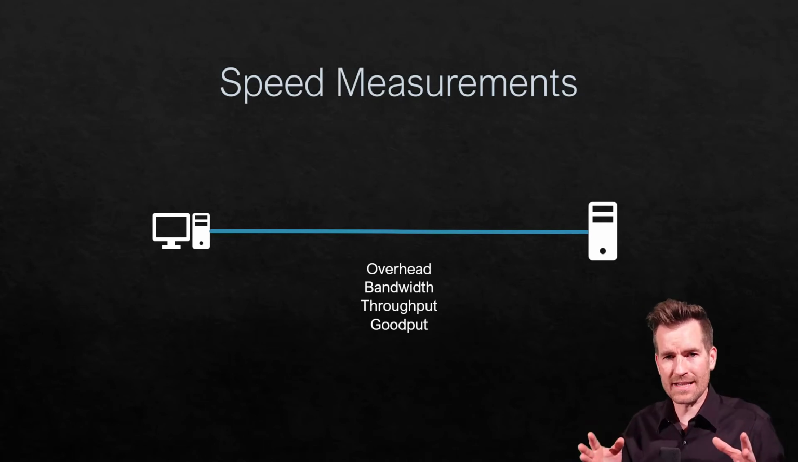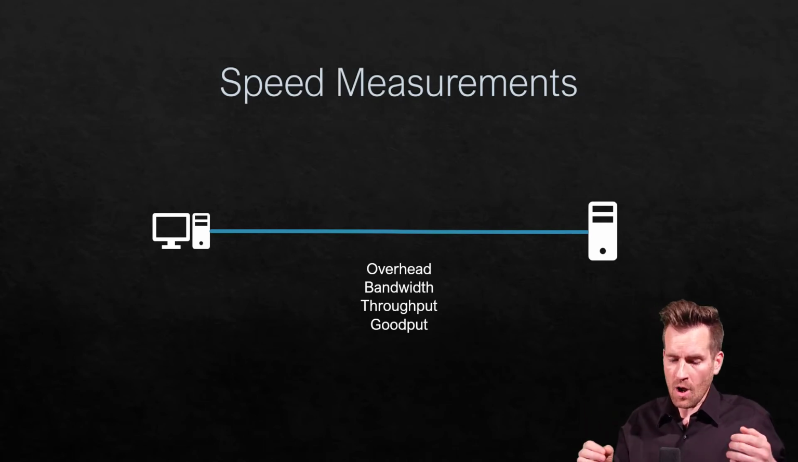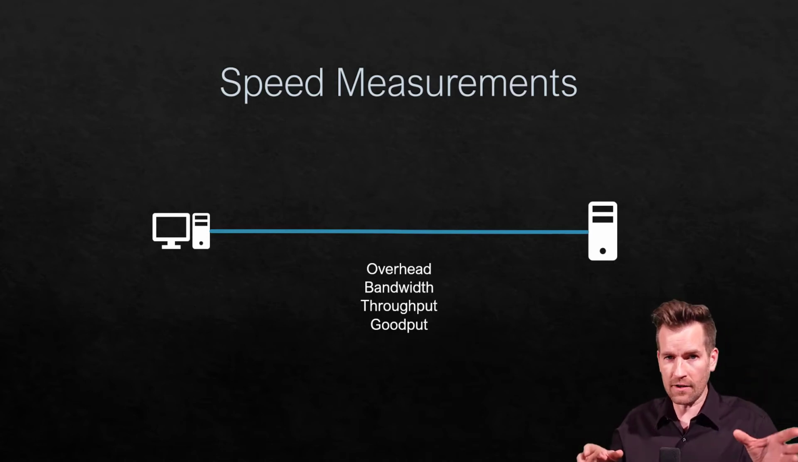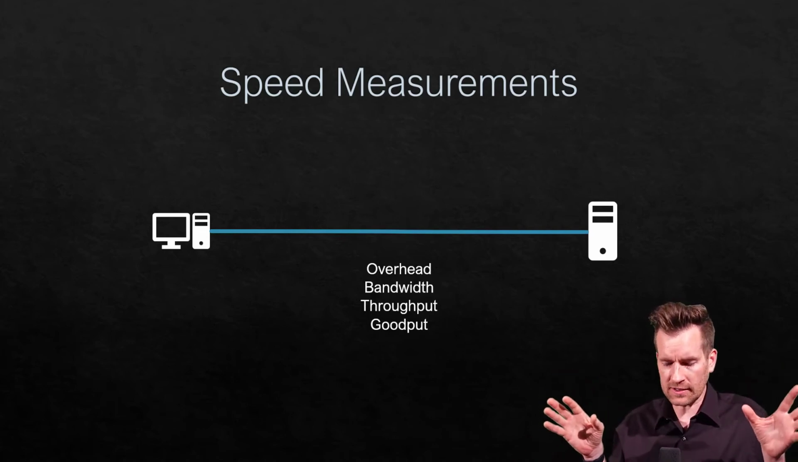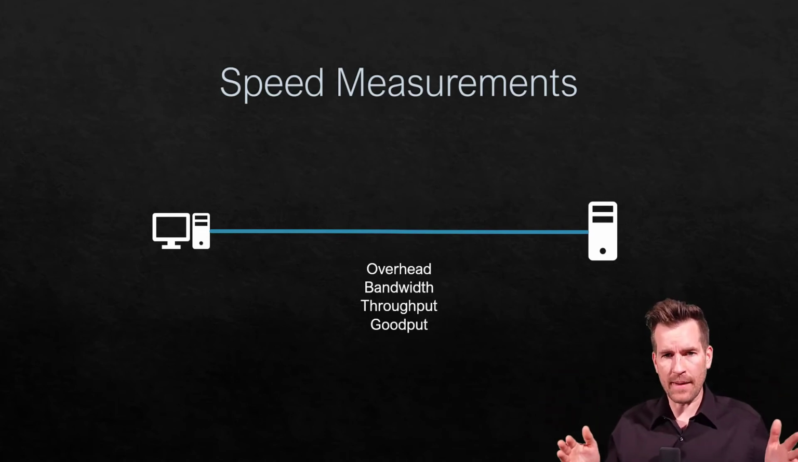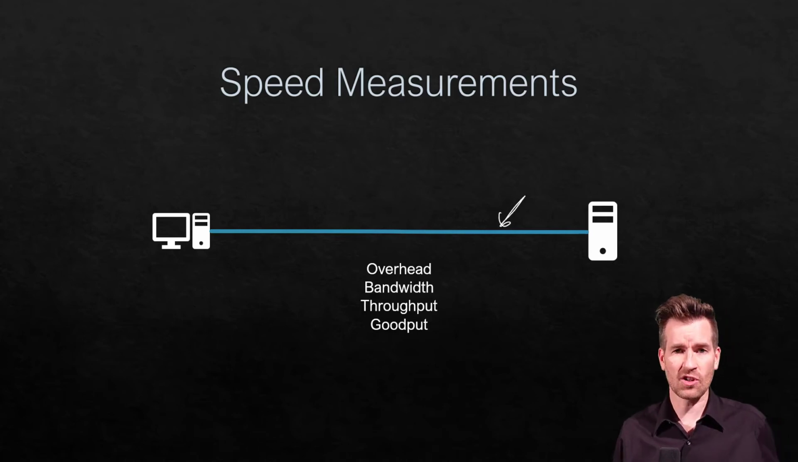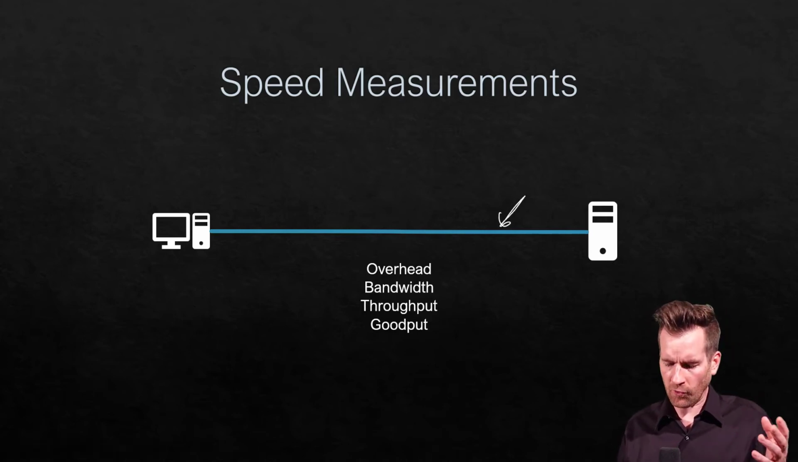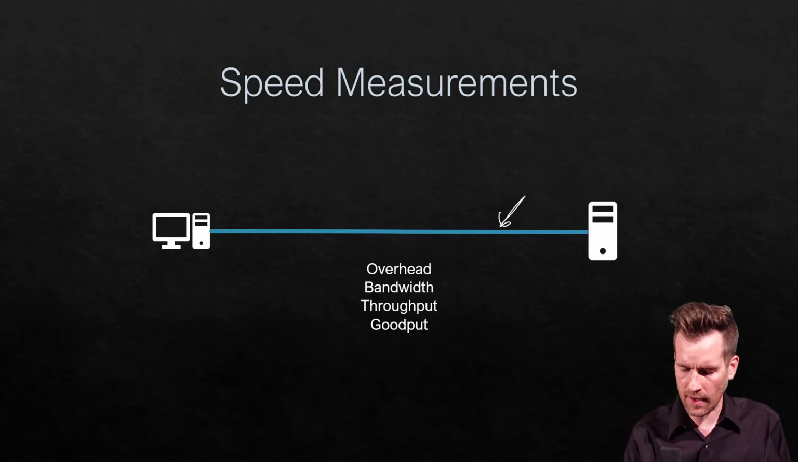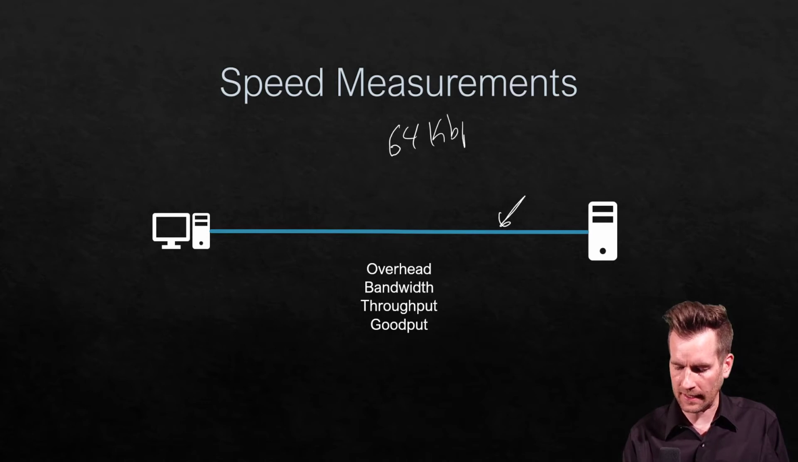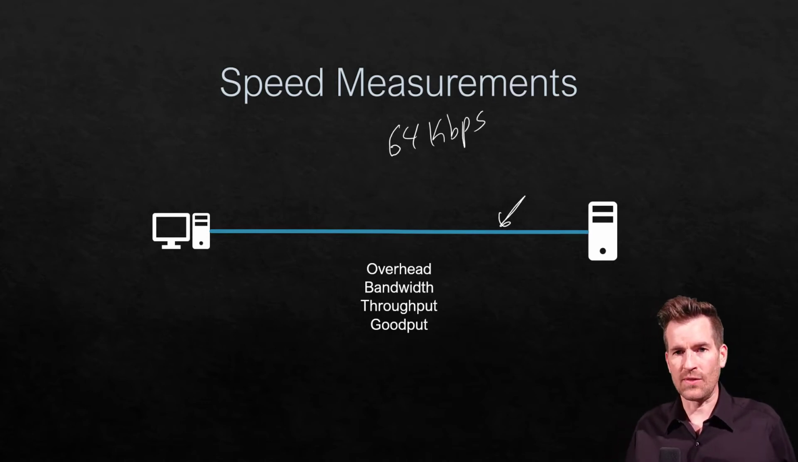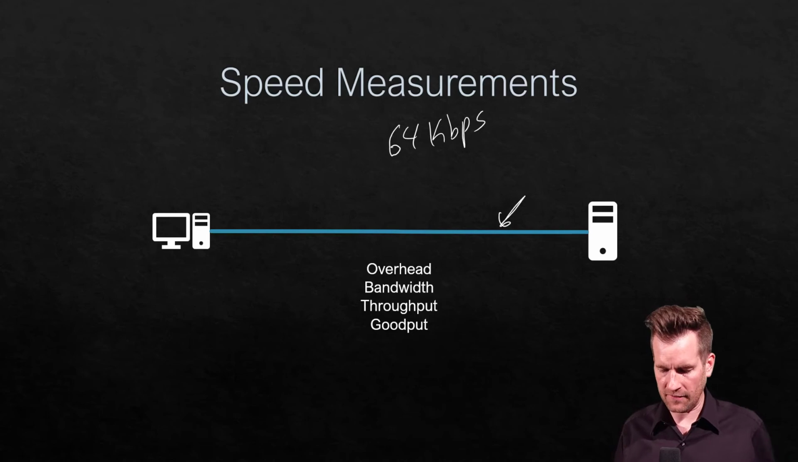So what are some of these measurements that we have to think about? Well, overhead would be the header, the footer, the data that goes across for signaling, for all of this extra stuff. So when we're talking about bandwidth, the bandwidth is the connection, what the connection total can handle. So for instance, maybe this connection right here that we have can handle a total of 64 kilobits per second. So that's what that line is capable of handling.